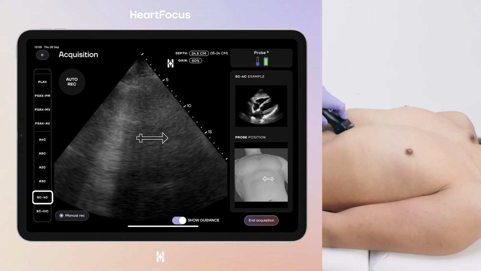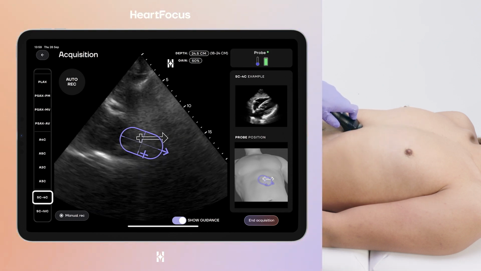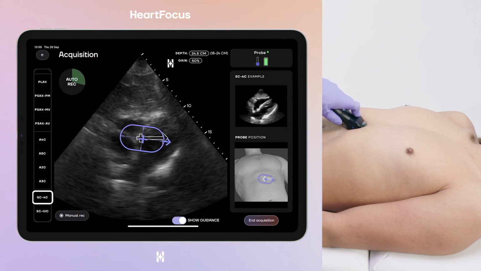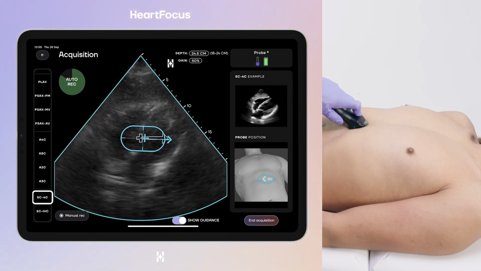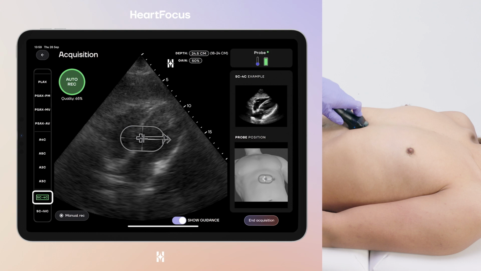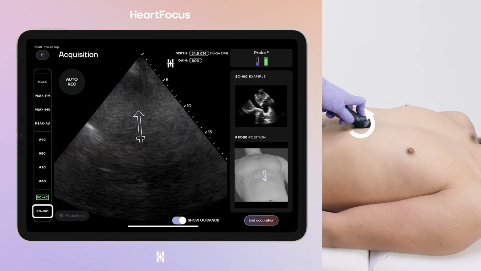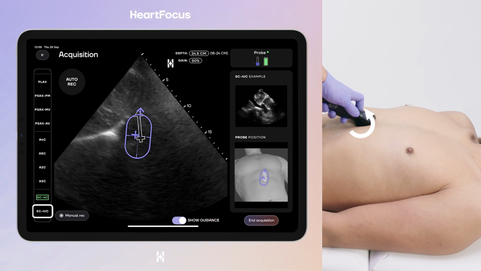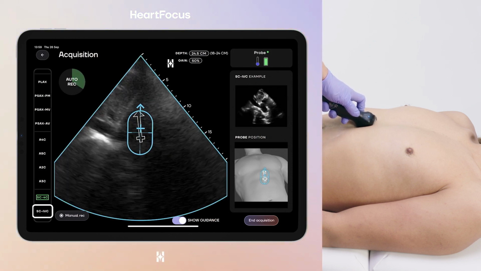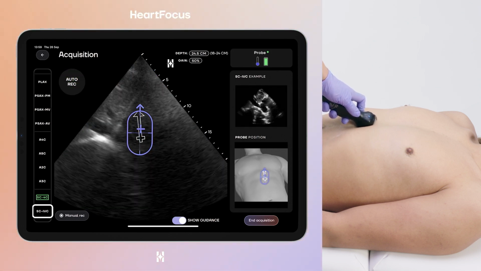For the subcostal four-chamber, place your probe in the subcostal area with the probe marker pointing toward the patient's left. Your probe should be oriented toward the patient's head. Then rotate your probe 90 degrees counterclockwise to obtain the subcostal IVC view. The probe marker should now point toward the ceiling.